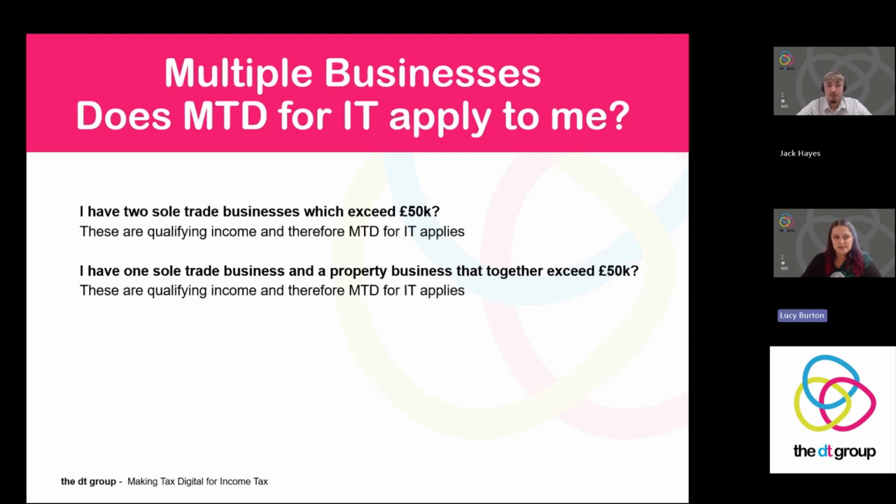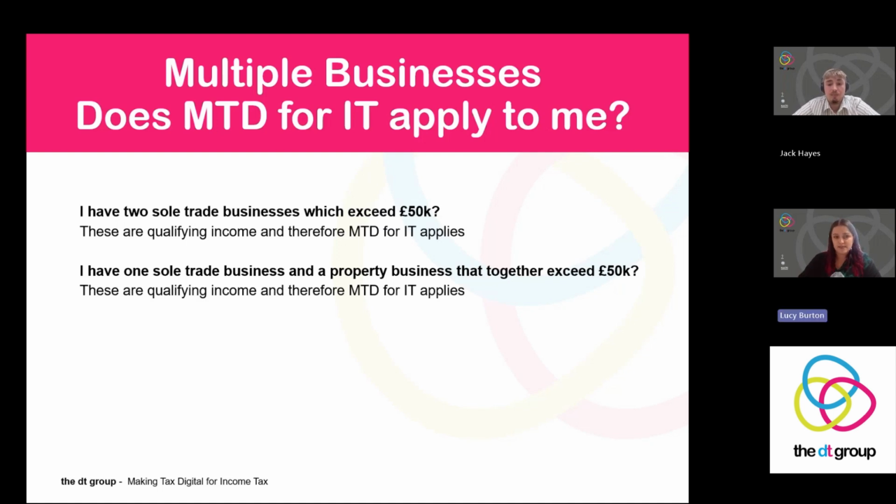But I have multiple businesses. Does Making Tax Digital apply to me? Wow. So this is then where it comes a bit in a grey area. So I've got two sole trade businesses which exceed 50,000. So yes, because if say one is 25 and the other is 26, you're over 50,000 and therefore your self-employed income is over 50,000 in 2024. Therefore, Making Tax Digital will apply to you this year and you'll need to sign up.